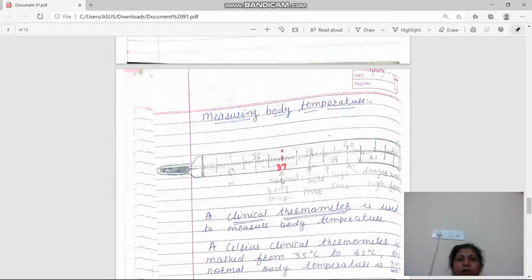Always remember the normal body temperature. Normal body temperature is 37 degrees Celsius. It can be asked in your exam for true or false or in the fill in the blanks. Now, mild is 38, high temperature is 39, and 40 is dangerous.